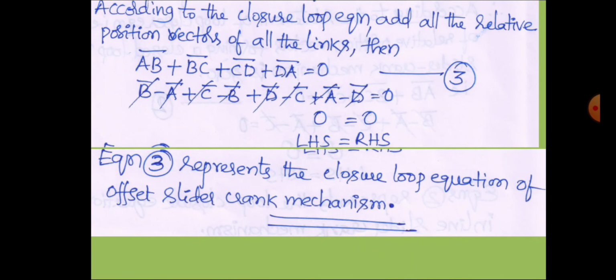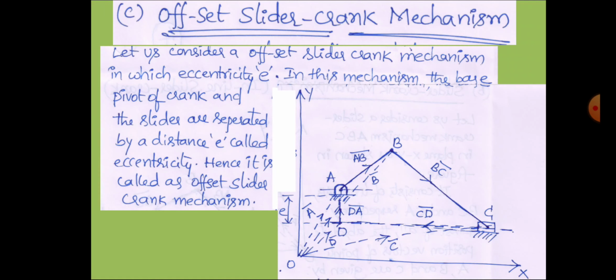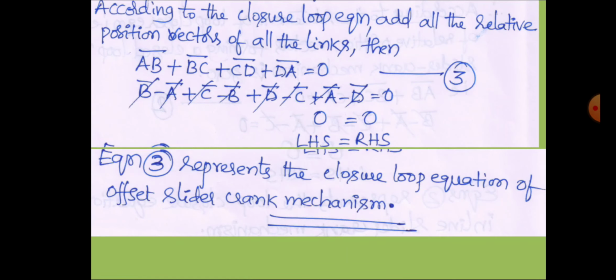Now, according to the statement of the loop closure equation, add all the position vectors: AB, BC, CD and DA. Here all the links close by moving from point A back to point A in the same direction. Therefore, all the position vectors are positive. So if I join AB bar, BC bar, CD bar, DA bar.